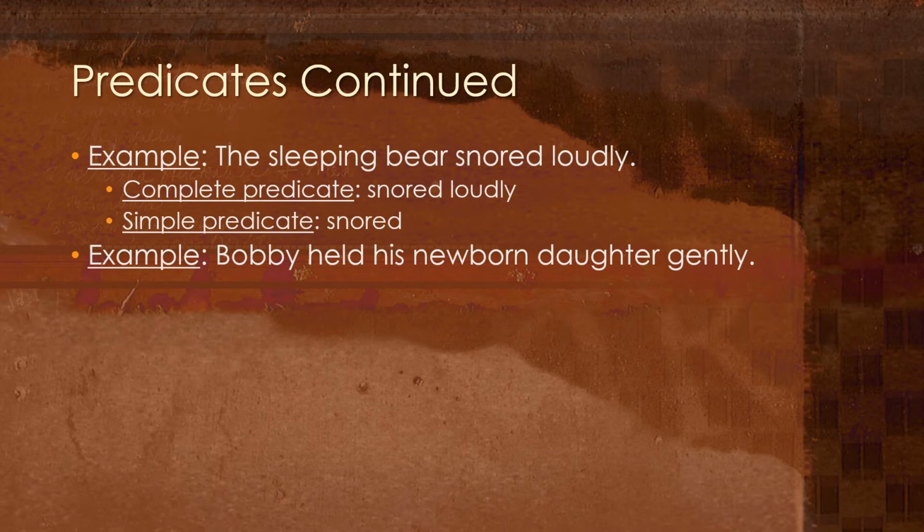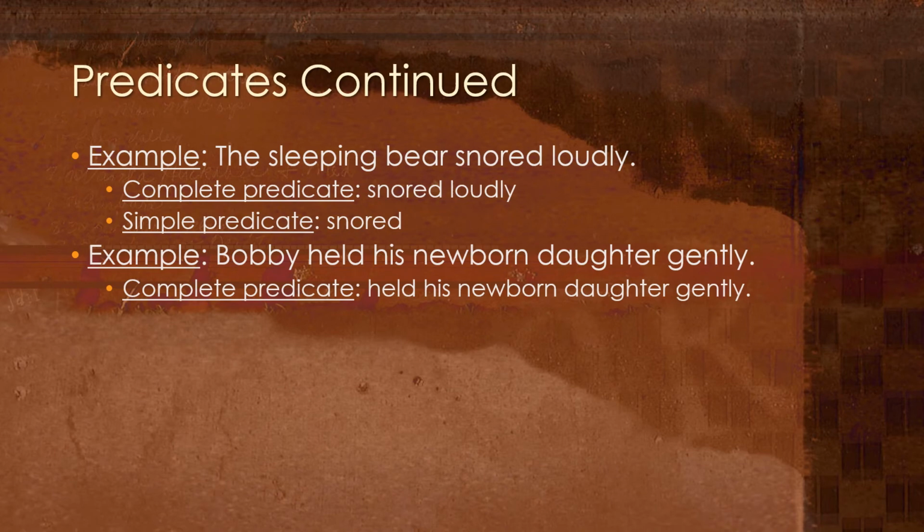So just like we had before, we move the subject out of the way. Now we have a big, long version of the complete predicate. Held his newborn daughter gently. It's the complete description of the action taking place. Now, to shave all of the adverbs out of the way, what are we left with when we have a simple predicate? What's the one word for what Bobby did? Held. Bobby held.